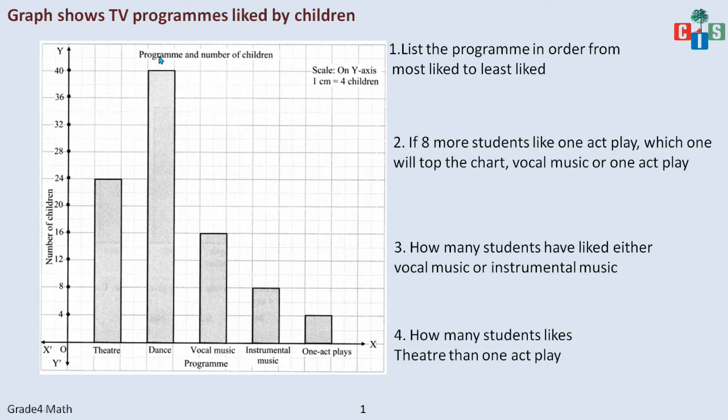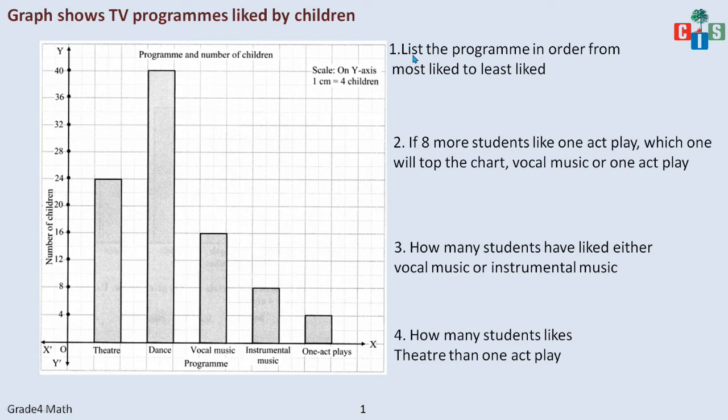The title of the graph is Program and the Number of Children. The scale is 1 centimeter equal to 4 children. Okay, and we have certain programs, that is theatre, dance, vocal music, instrumental music and one act play. And there are a certain number of students who like these programs. So this is all about the graph. Now let's observe certain questions and answer them.